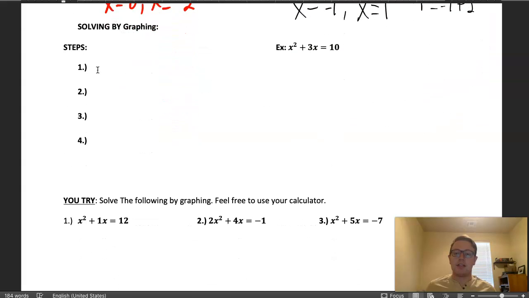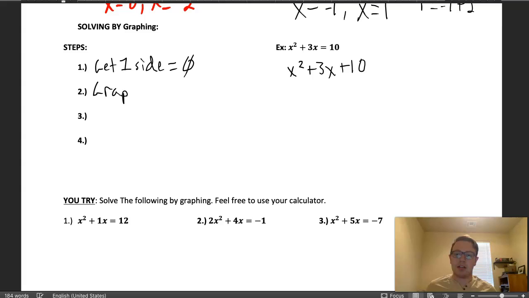Our first step is going to be get one side equal to 0. So for this one, we're going to do that by subtracting 10. We'll get x squared plus 3x plus 10. Step 2 is going to be graph the equation. Step 3 is going to be find where it crosses the x-axis.